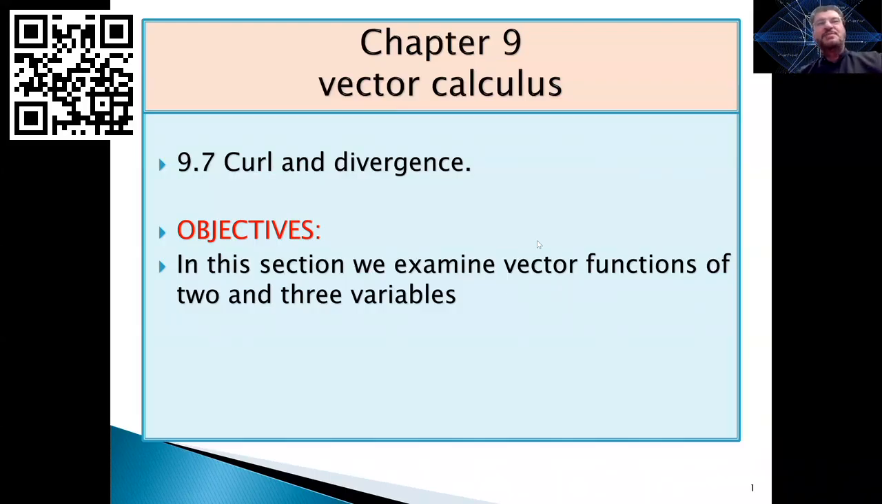Hello, students. 9.7 is two definitions. We have curl and divergence. We will define these two terms, and then we will see how they are used in the future sections. So today is just an introduction to those things. We will actually define those two, and we will find something called a field.